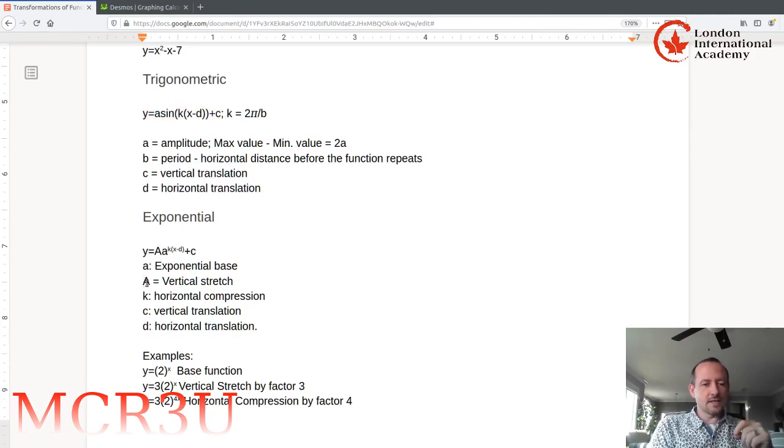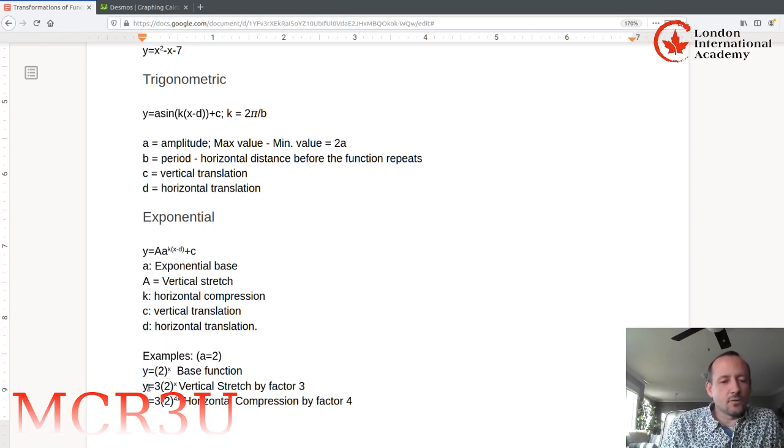So in this case, I just named A, capital A, as the vertical stretch because we're using A as the exponential base here. So we're starting with powers of 2. The exponential base, A, is 2. So the example says A equals 2 there. So we start with 2 to the x, which is A to the x.